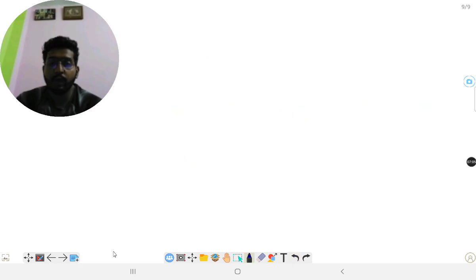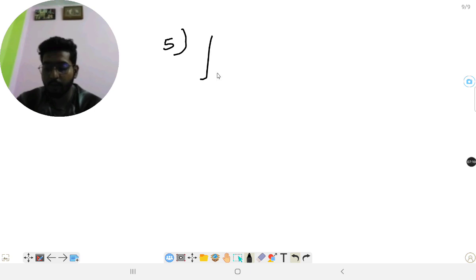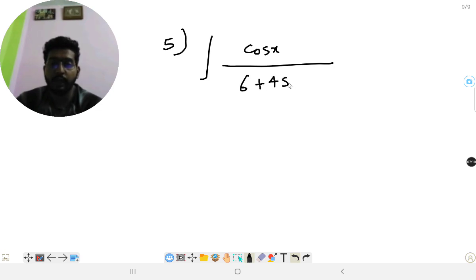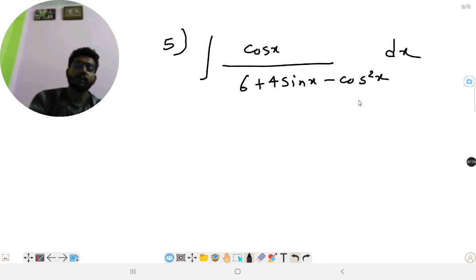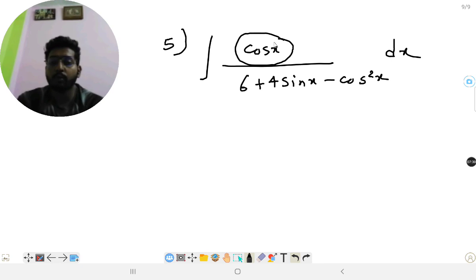So question number 5, how to do this one? Question number 5 is given like this: integration of cos x by 6 plus 4 sin x minus cos square x dx. Now here first you have to do the substitution. You can see there is a cos x, so you have to know whose derivative is cos x. We know the derivative of sin x is cos x, that means all the elements in the denominator have to be sin x.